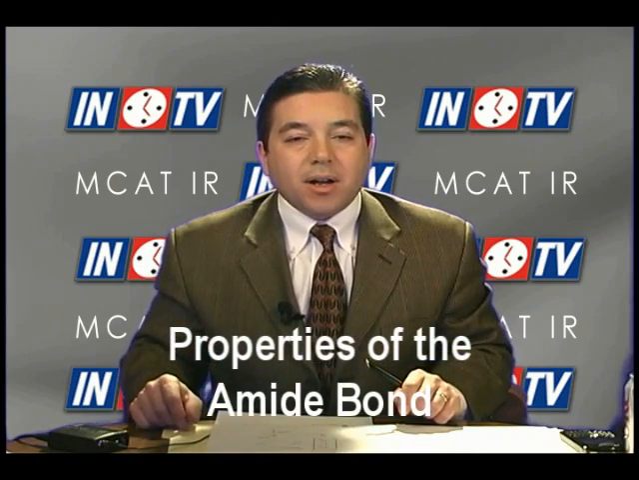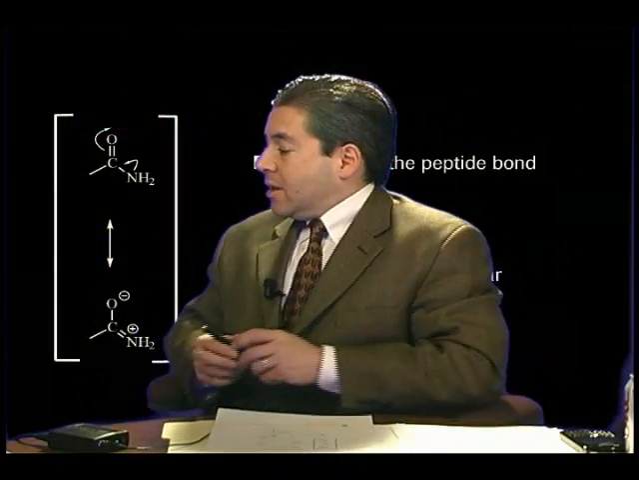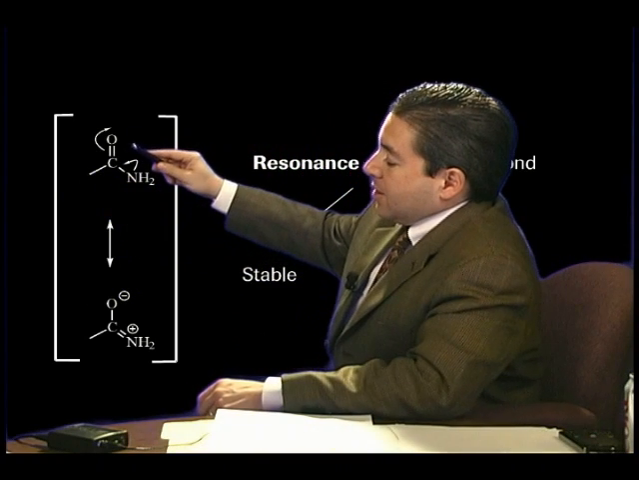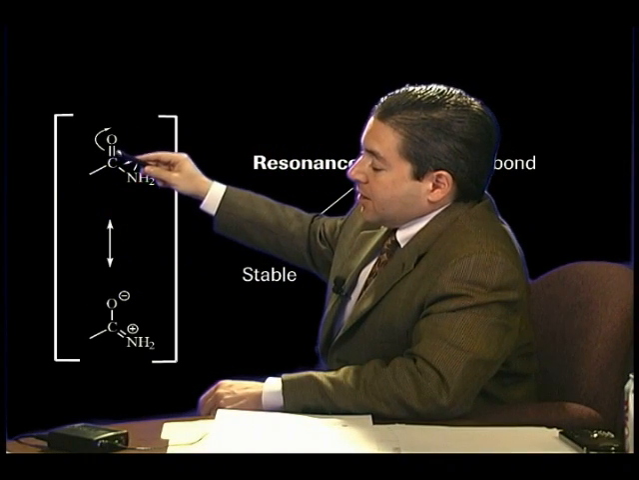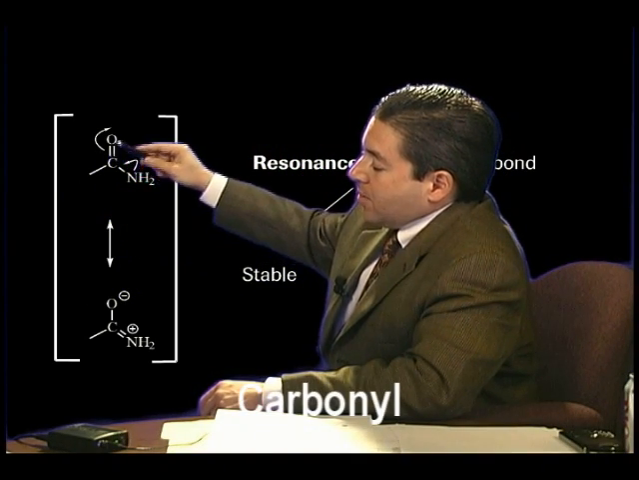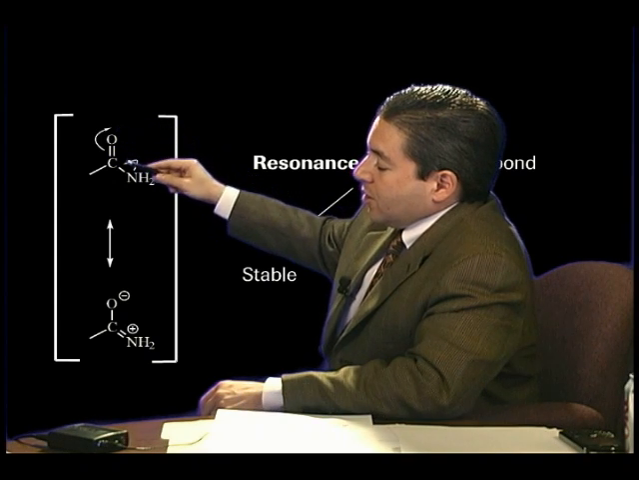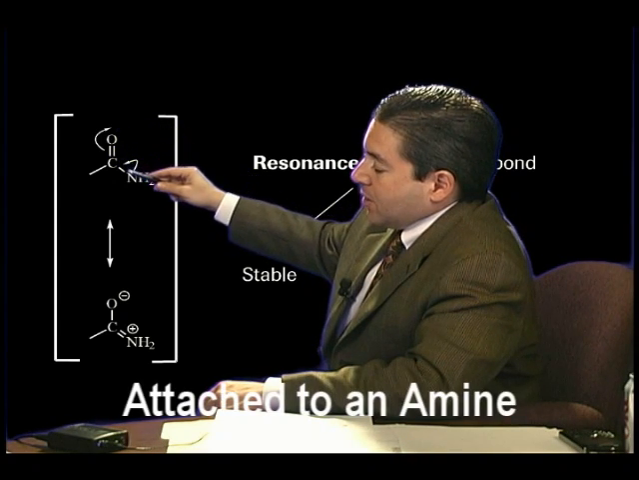Let's look at first the properties of the amide bond, and then we'll talk about how the amide bond is created. The amide bond, or amide, is a carbonyl, carbon doubly bonded to oxygen, with an amine attached to it.